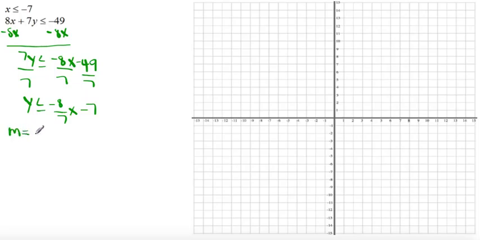So slope is negative 8/7 and my y-intercept is negative 7. So I start my graph at negative 7 on the y-axis, and my slope tells me to go down 8 to the right 7. So I go down 8 to the right 7, and then to extend the line even further I have to go up 8 to the left 7.